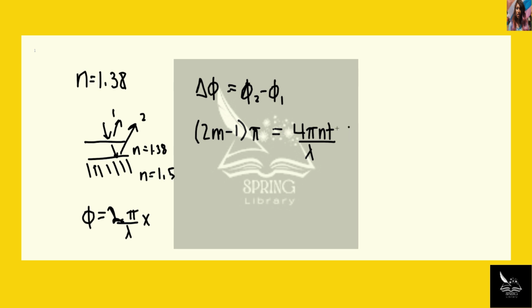And then any other phase shifts? Well, yes, phi 2 is going to reflect off of this, so it's going to have a pi phase shift, so we can do plus pi. And now let's look at phase 1. Photon 1 is going to have a 180-degree phase shift, so it's going to be minus pi. So that's kind of nice. These cancel. And so now we are left to solve for the thickness.